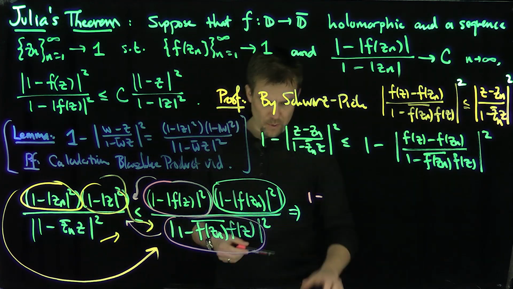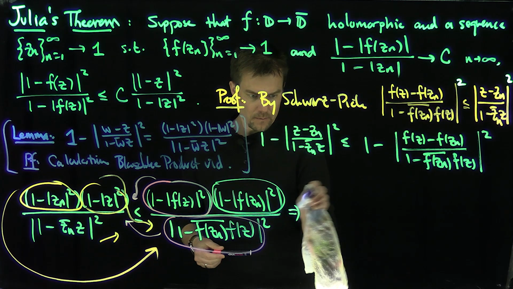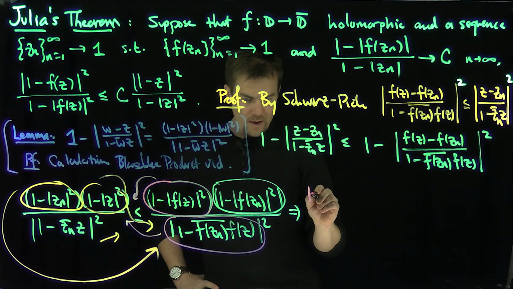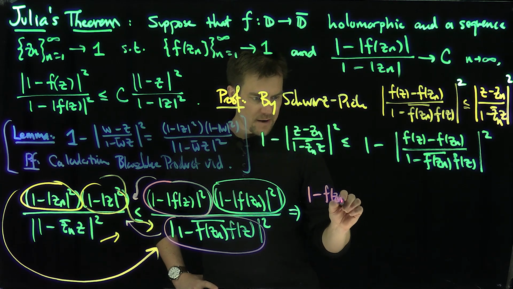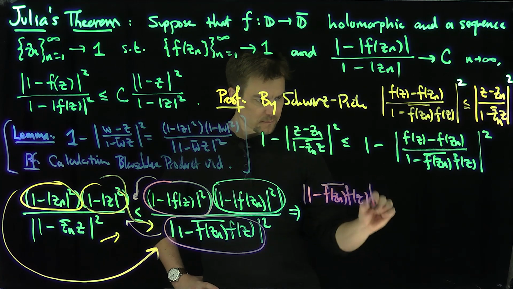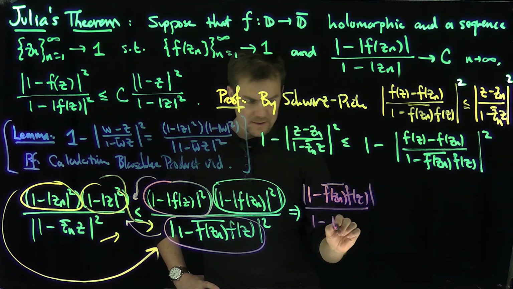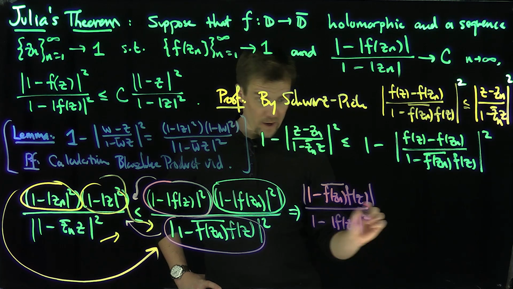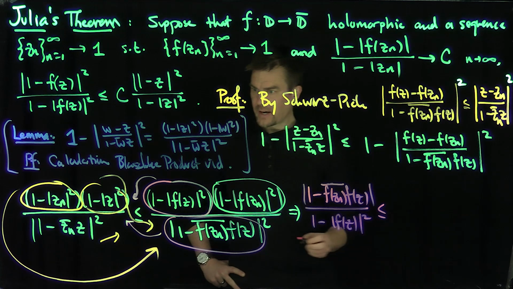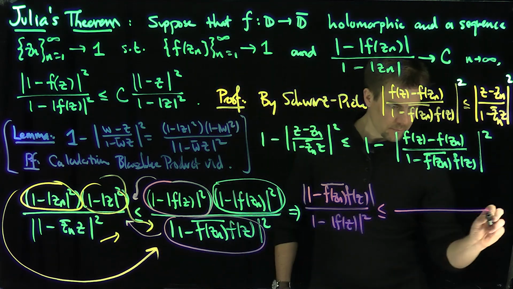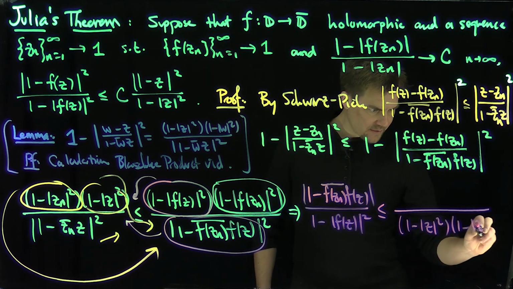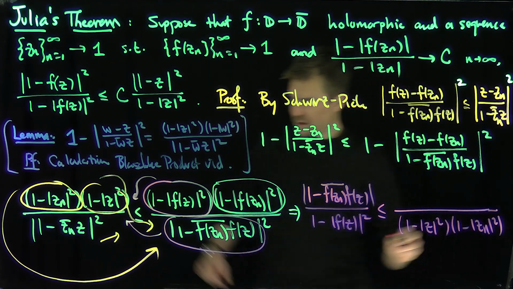So the numerator is going to be 1 minus f of zn bar f of z over 1 minus modulus of f of z squared. That's on the left-hand side. And then less than or equal to what? Now what's on the right-hand side? So those two things go in the denominator: 1 minus mod z squared, 1 minus mod zn squared. Okay, those are in the denominator.